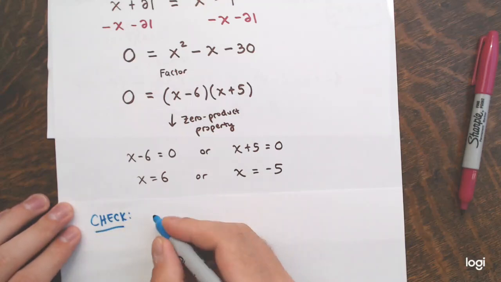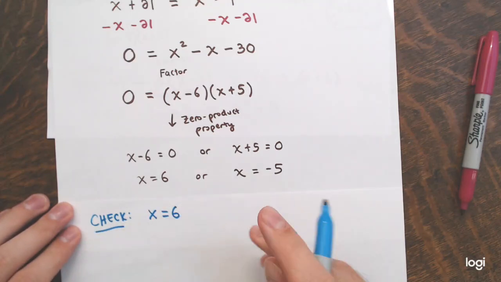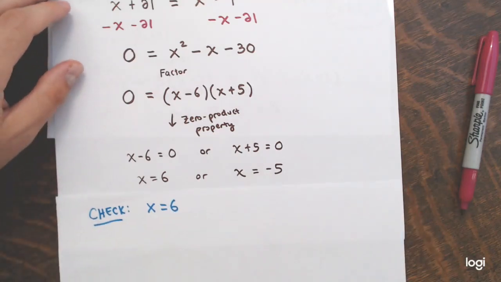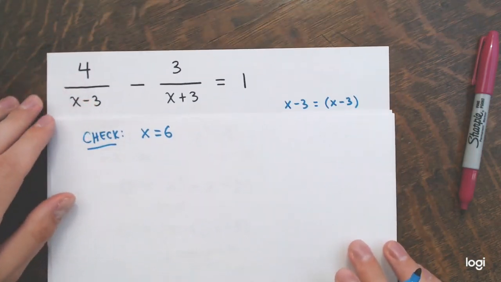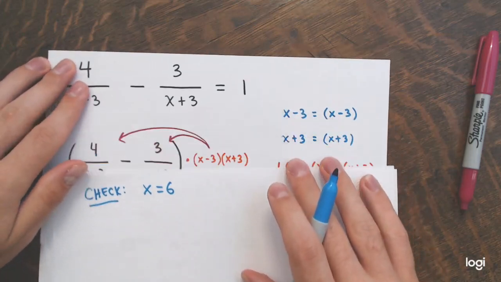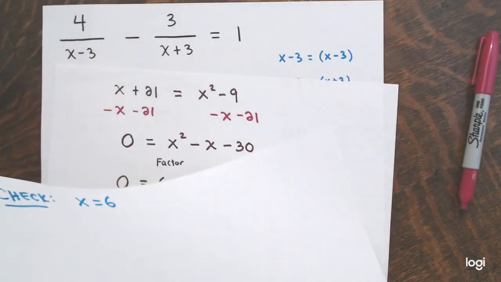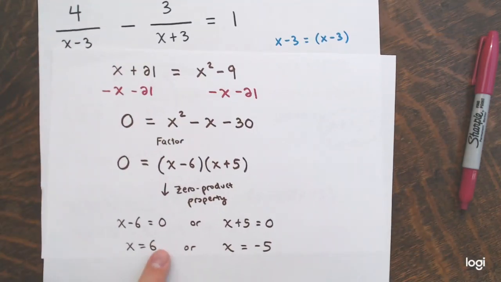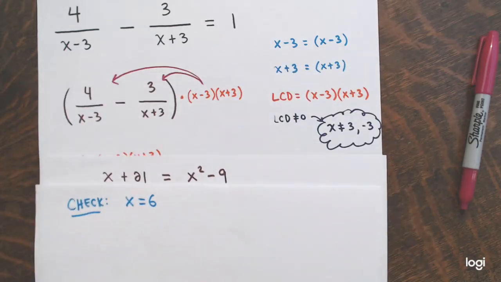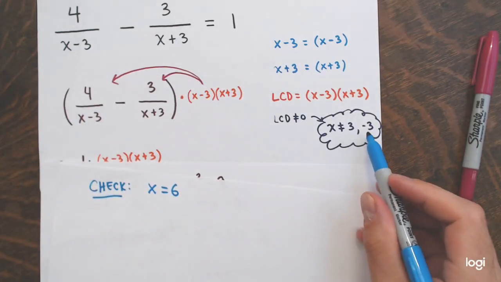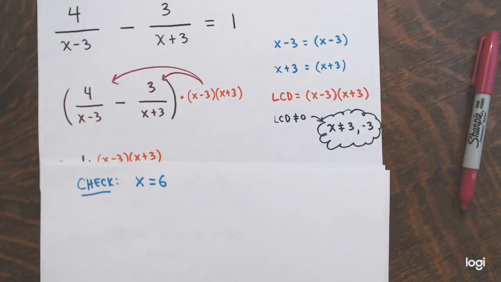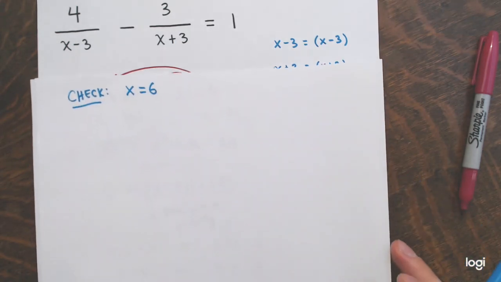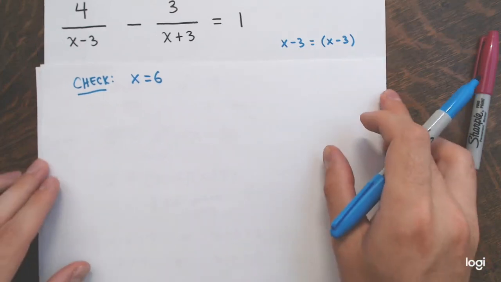Alright, so first I'll check x equals 6. Alright, so we're going to go back to the original equation. Alright, this is all the way back here. Here's how it looked. Now notice that 6 and I got 6 or negative 5. Those are not one of these guys that we said earlier that x couldn't be. So we're okay. I mean, if I did everything correctly, the 6 and the negative 5 should work.